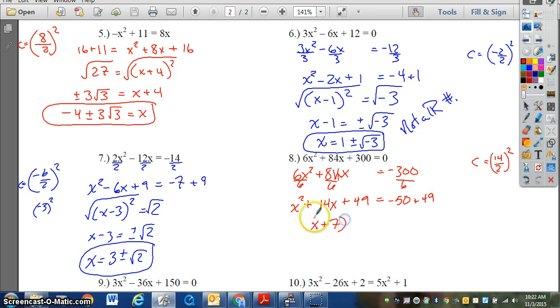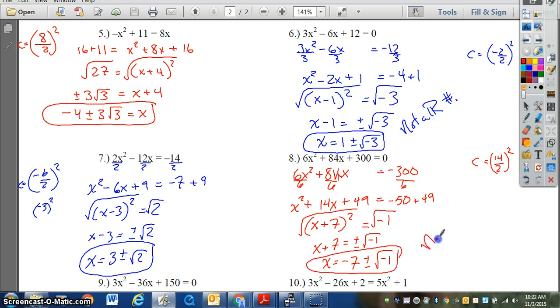This is going to be x plus 7 squared equals negative 1. Take the square root of that, so x plus 7 equals positive or negative square root of negative 1. This is negative 7 plus or minus the square root of negative 1 at that point. So again, this is not a real solution. Okay?